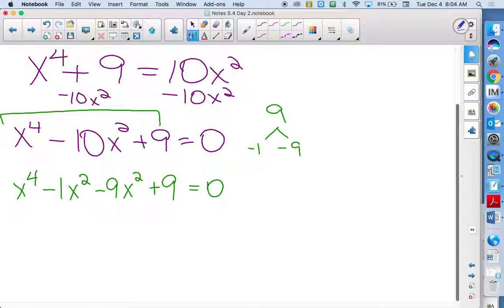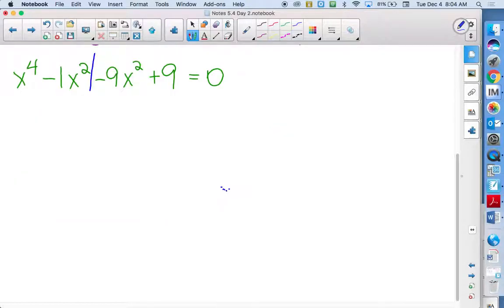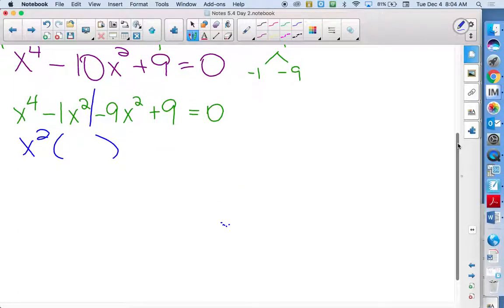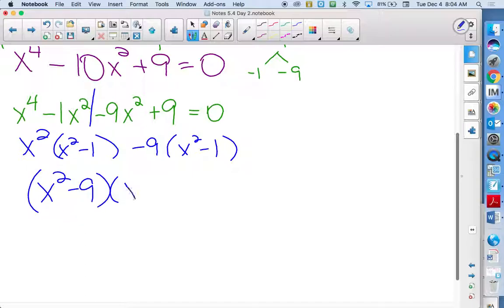So taking the two factors, writing them with x squared, and then pulling out what they have in common. So Odette, what would the first pair have in common? And that leaves you with, in parentheses, and then the second pair, also leaving you with, nice. So this is x squared minus 9, and x squared minus 1.